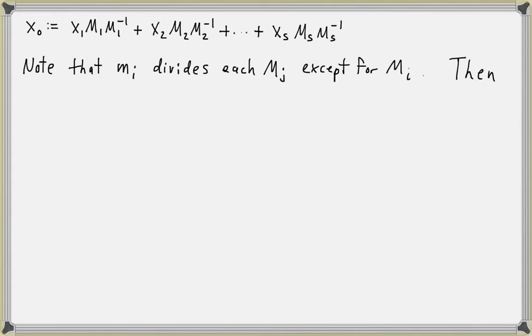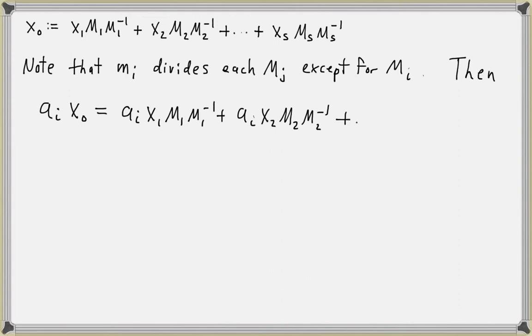Then let's plug x0 into each of the original congruences. So, for example, if I have ai times this x0, then I can distribute ai. So this is ai times x1, capital M1, capital M1 inverse, plus ai x2, capital M2, capital M2 inverse, all the way to ai times xs times Ms times capital Ms inverse.